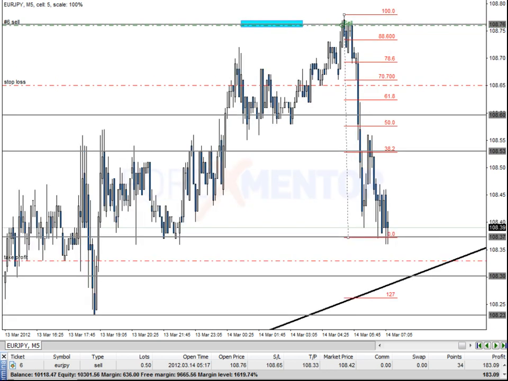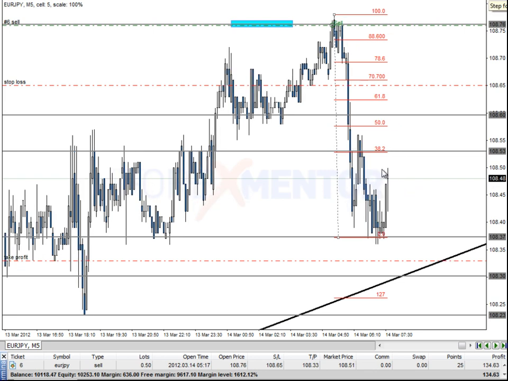Okay, so we're almost at that take profit, showing signs of rejection here. Still not popping lower. We're starting to release to the upside a little bit. Okay, see how we have this little price flip here.